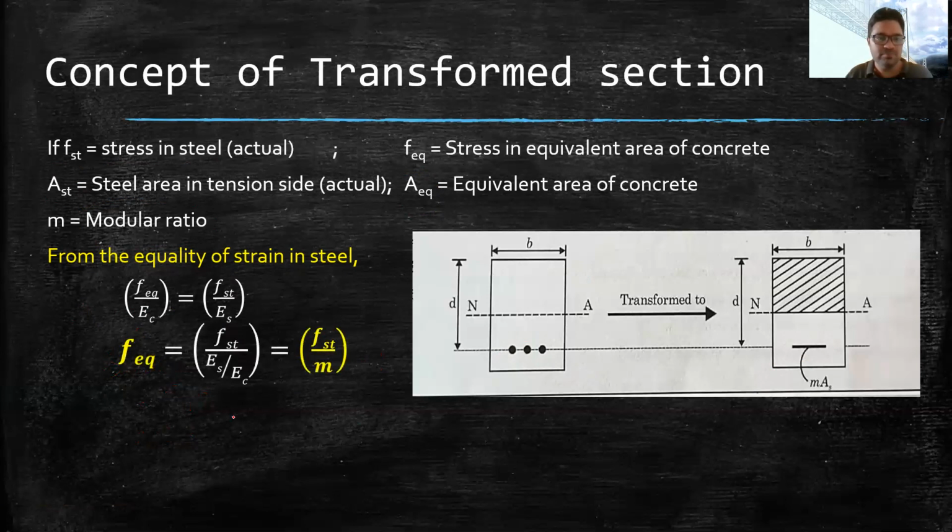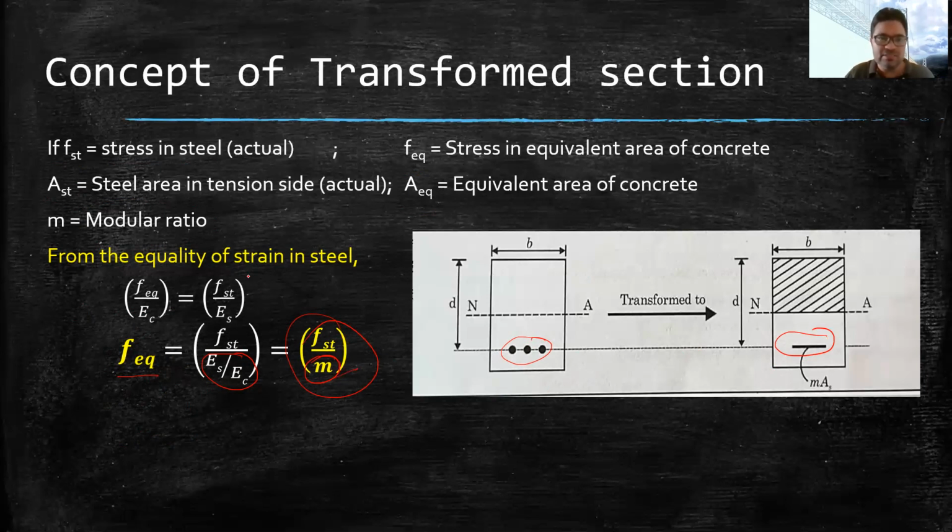So we can say that FEQ will be FST upon ES by EC, and now we know that ES by EC is called M. So the equivalent stress in the area will be FST by M. So the stress in the steel and stress in the equivalent area will be same. Now the stress in the equivalent area will be equal to FST upon M.